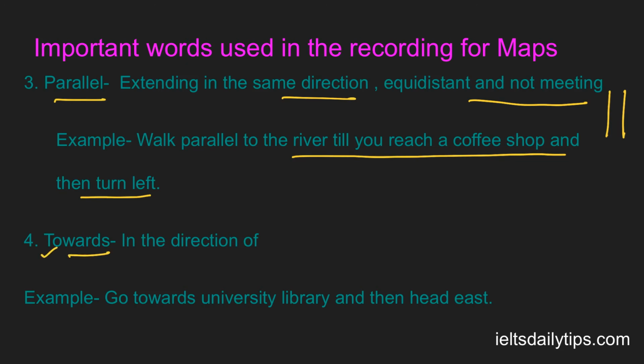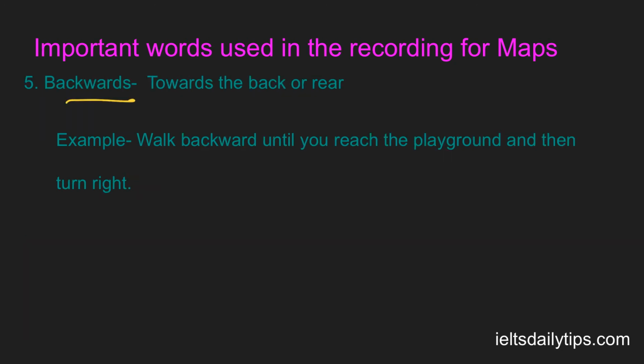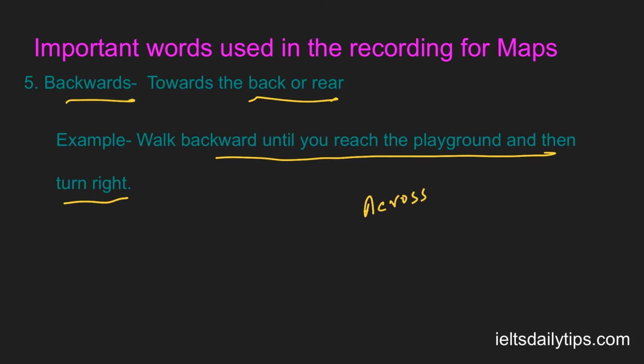The fourth word is towards. Towards means in the direction of. For example, go towards the University Library and then head east. Backward means towards the back or rear. Walk backward until you reach the playground and then turn right. In addition to these words, a few more words can be used while studying maps. The first one is across the street, then opposite, or one building down.